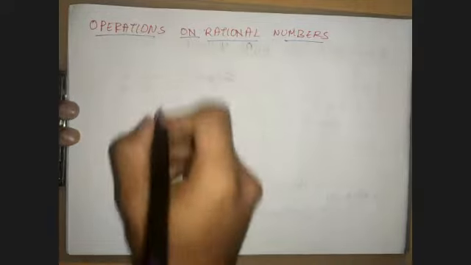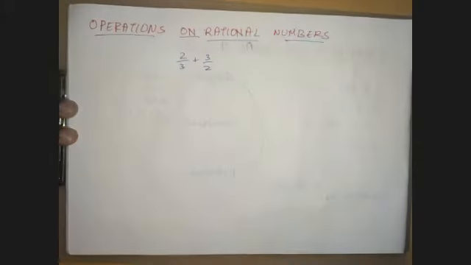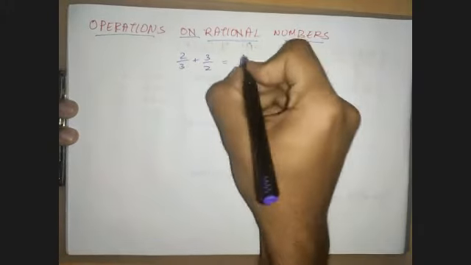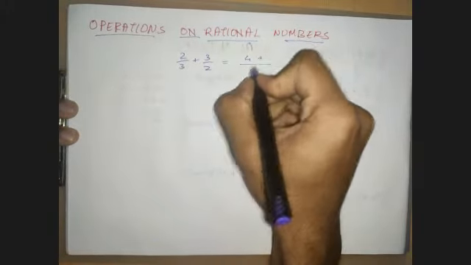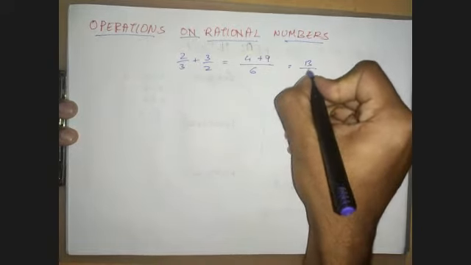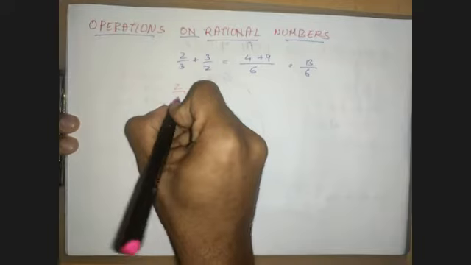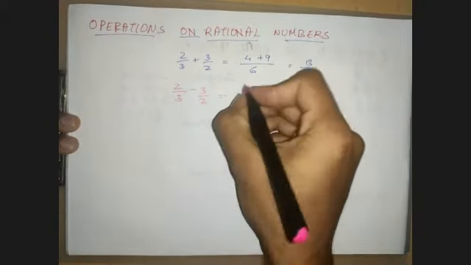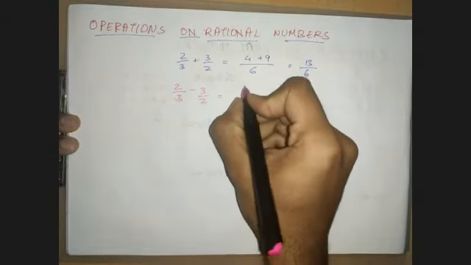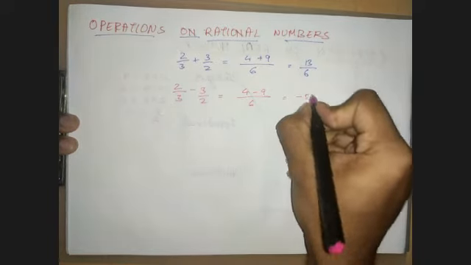First, let us look at addition. For example, 2 by 3 plus 3 by 2. We all know how to add this. We take the LCM, that is 6. 3 2s are 6, so this would be 4 plus 3 3s are 9, so 9 plus 4, 13 by 6. So this is the addition. For subtraction, it is 2 by 3 minus 3 by 2. Again the LCM is 6, so 4 minus 9, which is equal to minus 5 by 6.